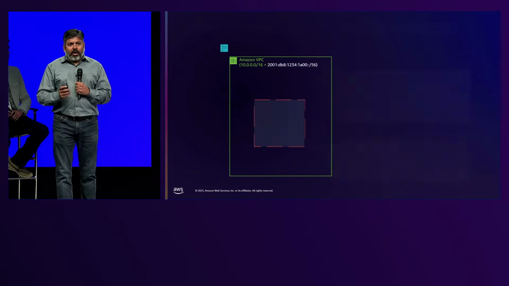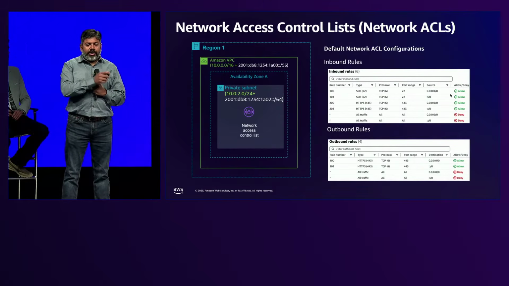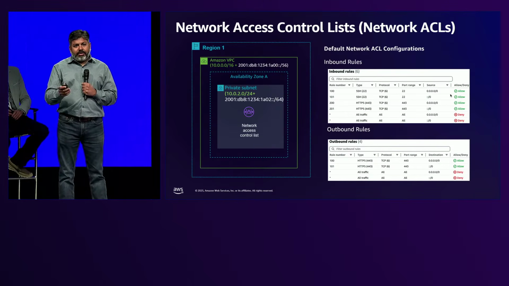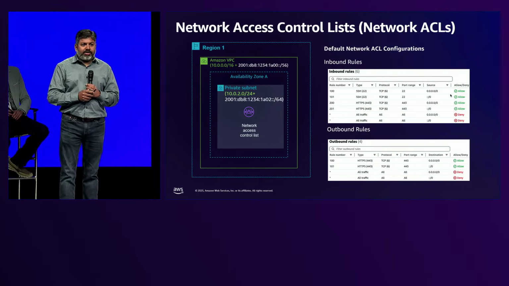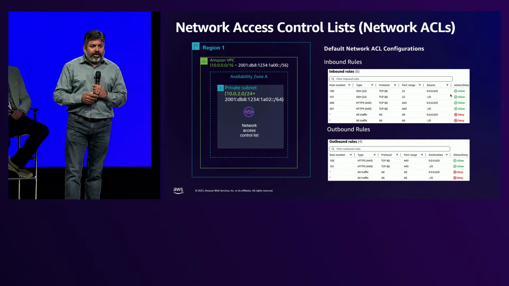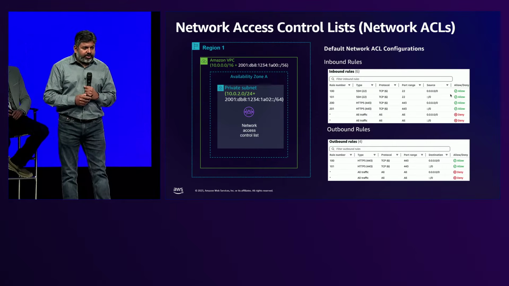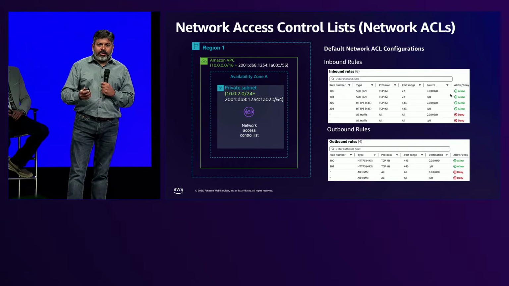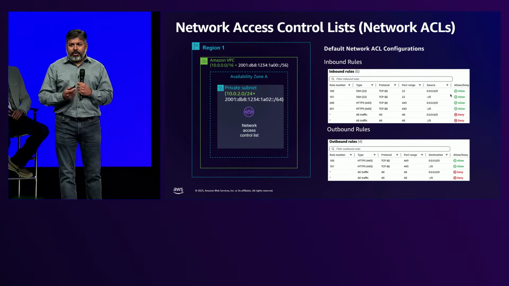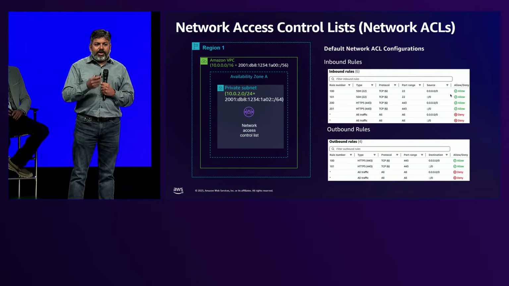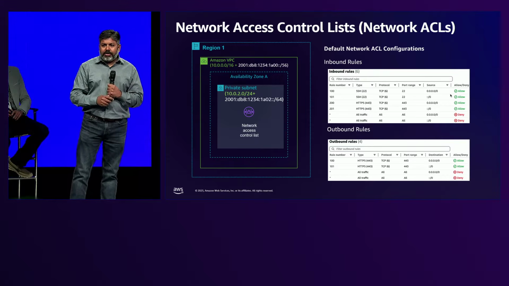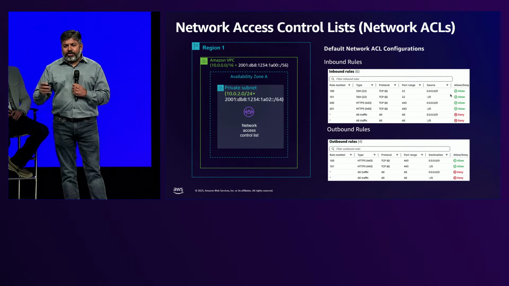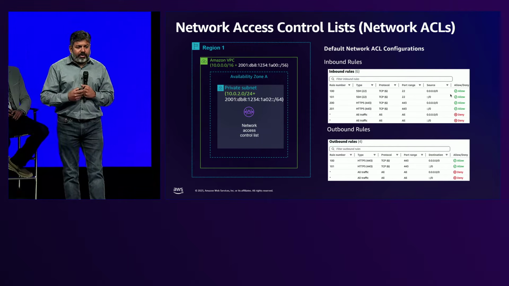All right, so we talked about security groups, which help you protect your resources. Now the other security construct we have available is network ACLs, or network access control lists. These are stateless in nature, which means that you have to write both inbound and outbound rules to protect your application. So anything coming in will get evaluated by your inbound rules, and return traffic or outgoing traffic will get evaluated by your outbound rules.